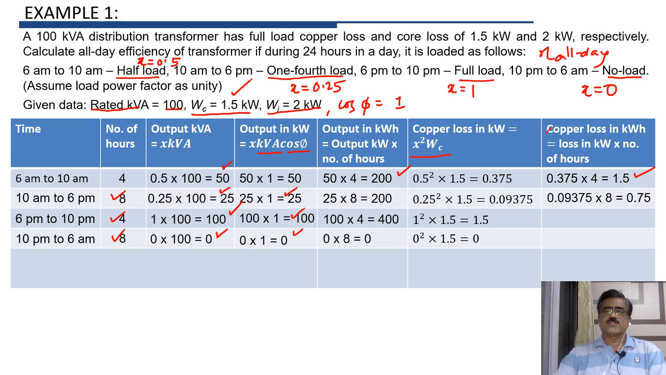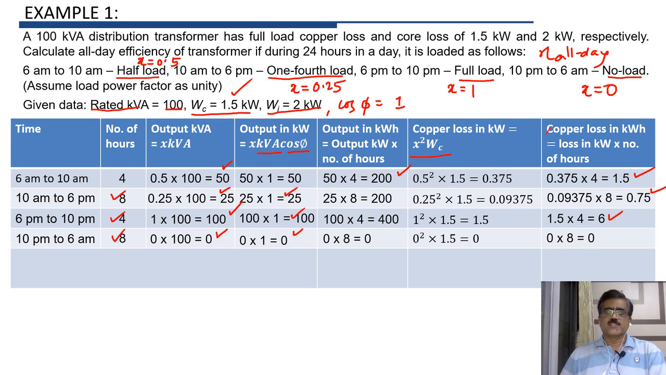Then in the next slot it is 0.09375 into number of hours, which is 8. So it is 0.75. Then in the third slot it is 1.5 into number of hours, that is 4, which is equal to 6 kWh. And in the last slot copper loss is 0 and number of hours is 8. So 0 into 8, it is equal to 0.